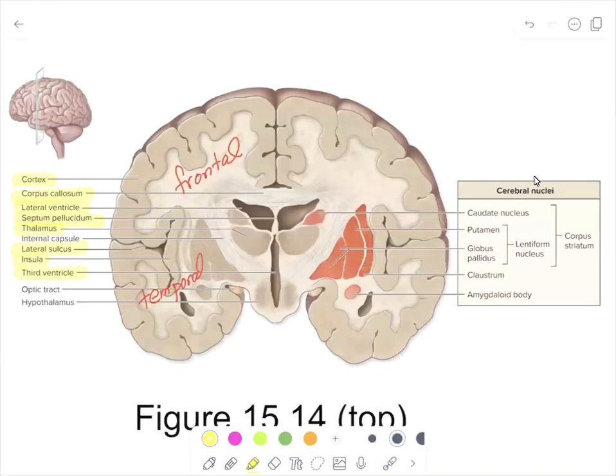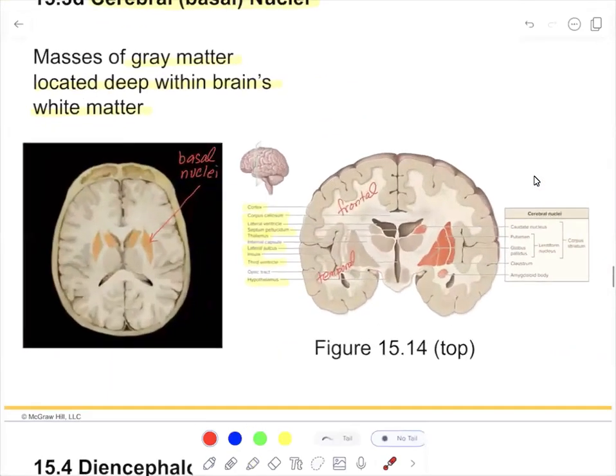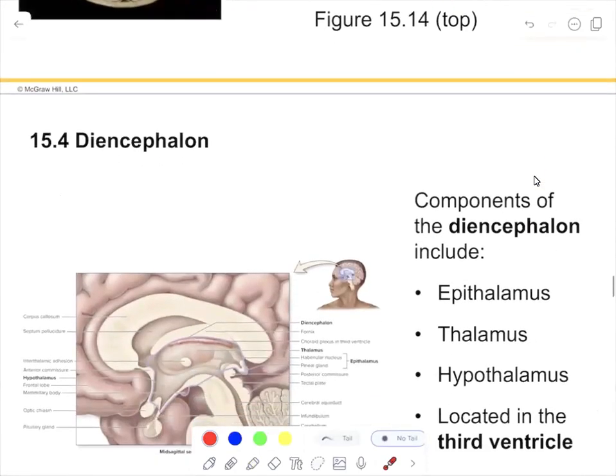Third ventricle, hypothalamus, part of the diencephalon. And then these are the various basal nuclei or cerebral nuclei. And as I mentioned, you don't need to know these specific names, so just ignore those specific names.